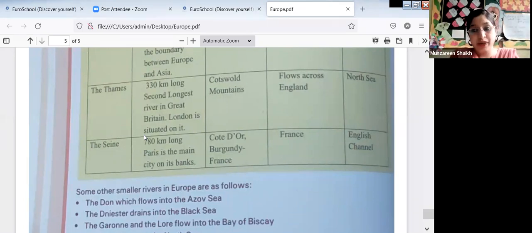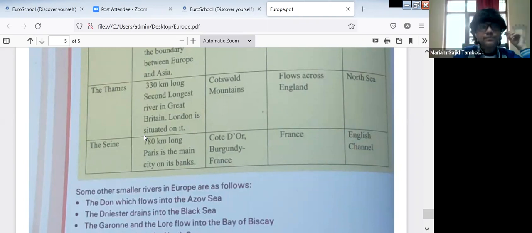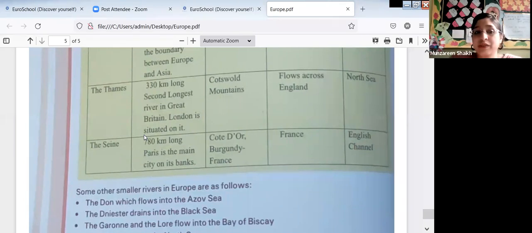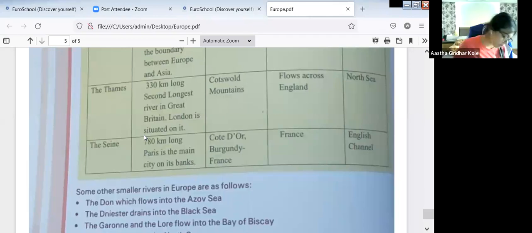Before we do the quiz on these rivers, I have also collected maps where each of the rivers which we have studied today is shown and labeled on the particular map. That map also I will probably share in the next class. But first I wanted you all to understand about these rivers. Then I can go on with the quiz and the maps. The second longest river in Great Britain is the Thames.